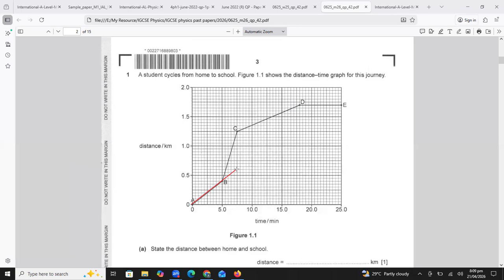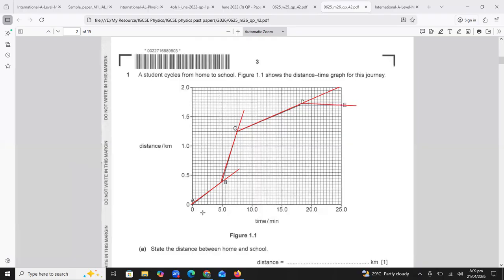So in A to B, you can see the line is in this direction. If I check B to C, the B to C line has a higher gradient. And look at C to D. The C to D line is steeper as compared to A to B and B to C. All right. And D to E speed is 0.